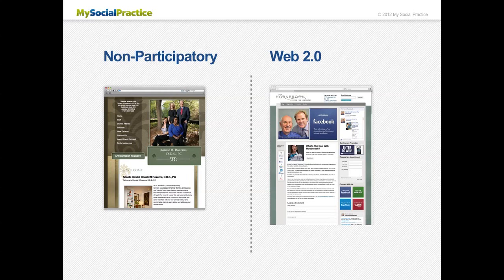Web 1.0 is much the same way. It's a non-participatory strategy. You have a website up, it's up, you're finished. Web 2.0, on the other hand, is very participatory. You have an opportunity to interact and engage and create relationships. In fact, often social media marketing is referred to as relationship-based marketing.